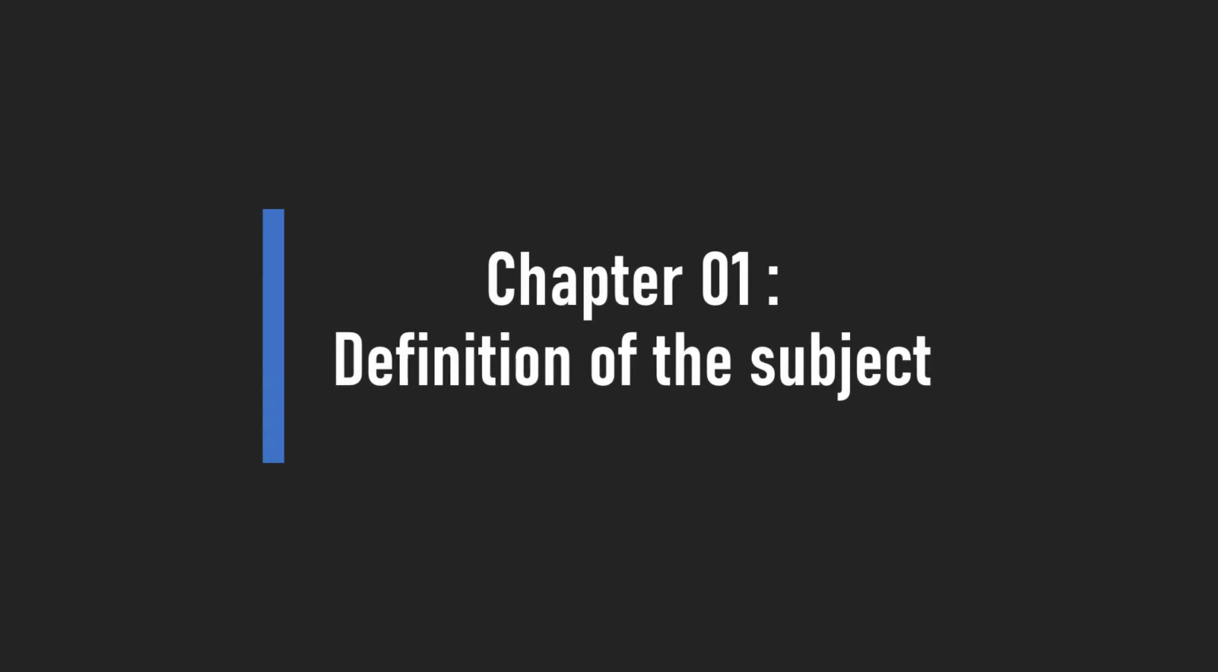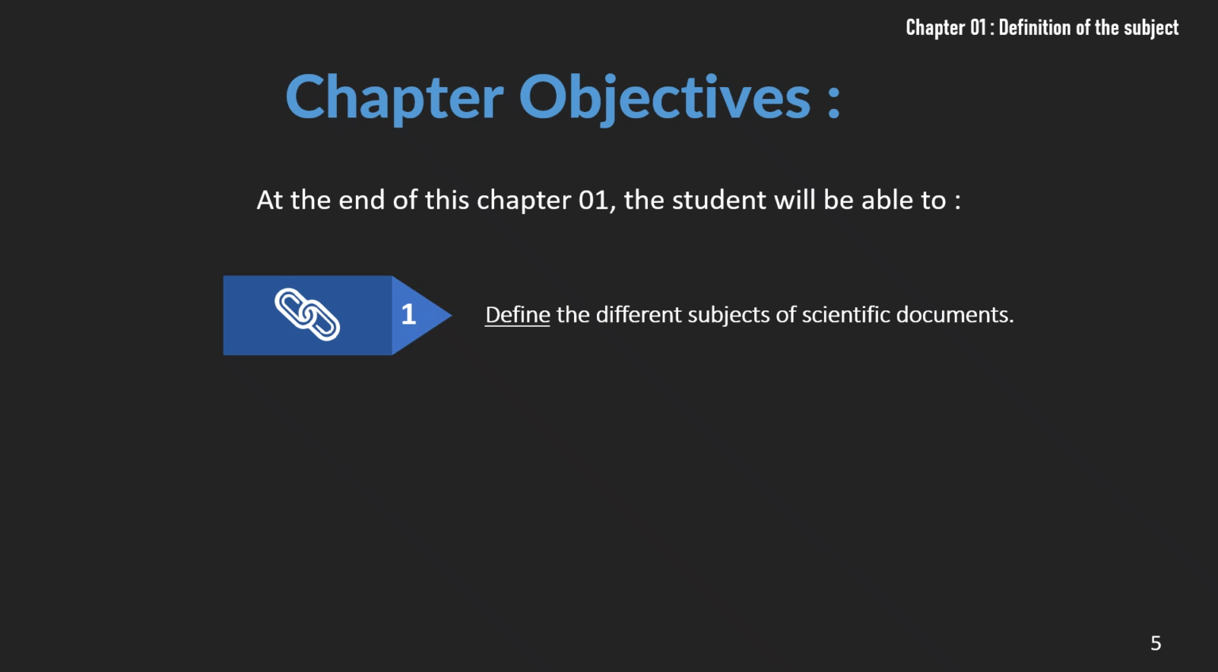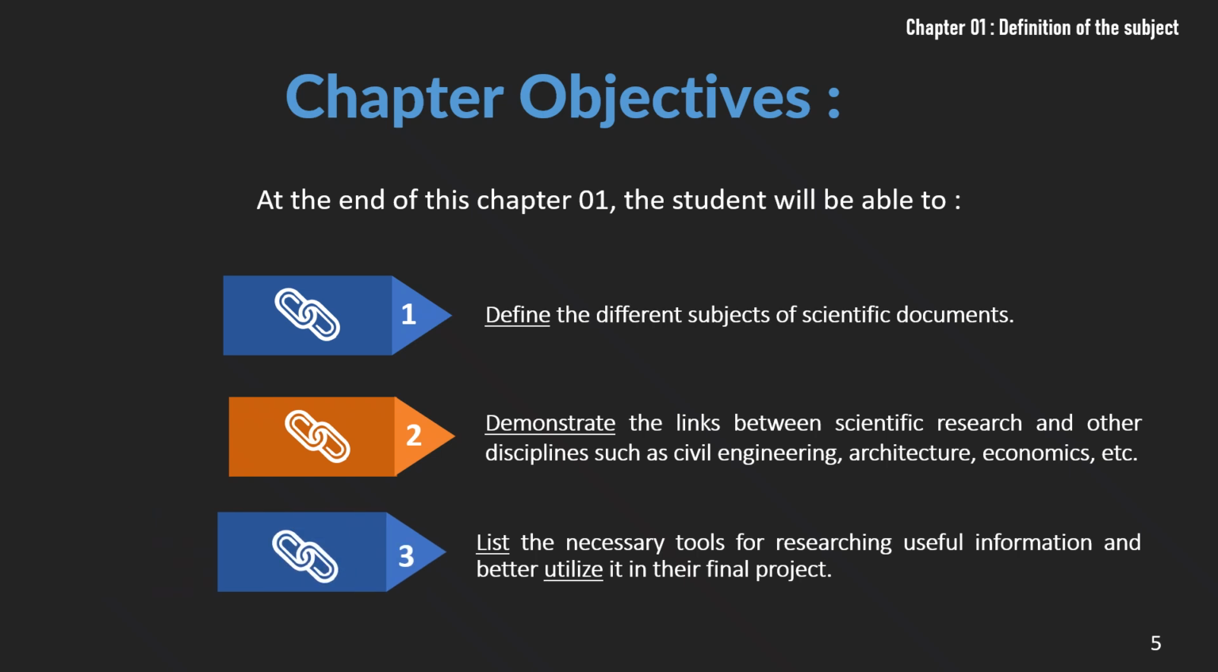Let's dive into Chapter 1, Definition of the Subject. By the end of this chapter, you will achieve three key objectives. First, you will be able to define the various subjects found in scientific documents. Second, you will understand how scientific research connects to disciplines like civil engineering, architecture, and economics. Finally, you will be able to list necessary tools to find and utilize useful information for your final project.